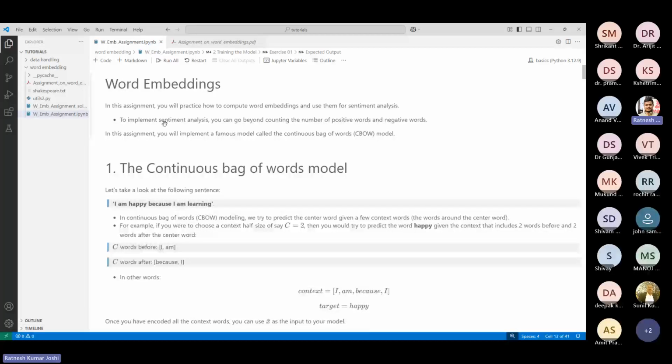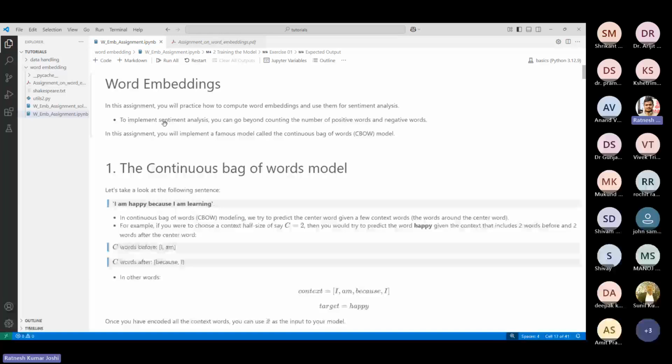We are supposed to practice how to compute word embeddings, and we'll be using them for sentiment analysis. The actual analysis part may or may not be included in the assignment, but your particular goal would be to visualize these embeddings that you have trained yourself. In this assignment, we'll be using the continuous bag of words model.